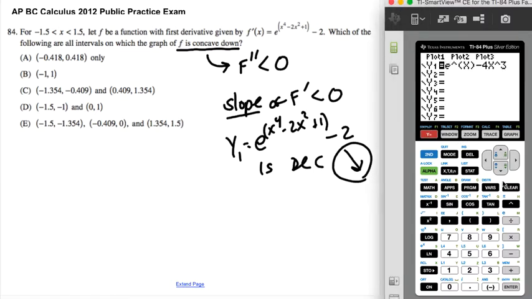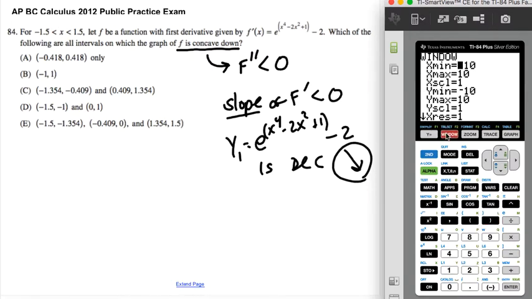So if I go ahead and go to my y equals and put that in, and you could certainly differentiate if you want, I don't think it's worth it. I think it's more effort than it's worth in this case. So x to the fourth minus a 2x squared plus a 1. That's all in my exponent, right? And then everything is minus a 2.